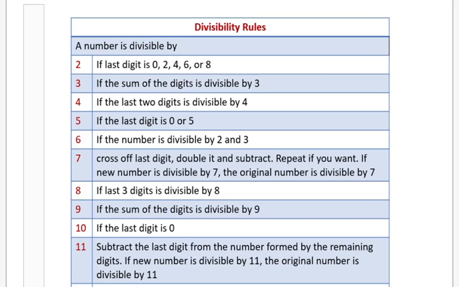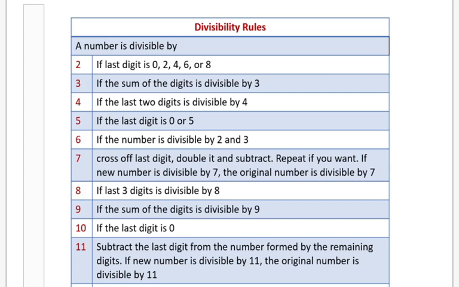Next one, a number is divisible by 5 if the last digit is 0 or 5. One of the examples is 10. 10 is divisible by 5 because 5 2s are 10. Okay. Next example is 15. This 15 has a last digit of 5. That is why here it will be 5 3s are 15. This is one of the examples.